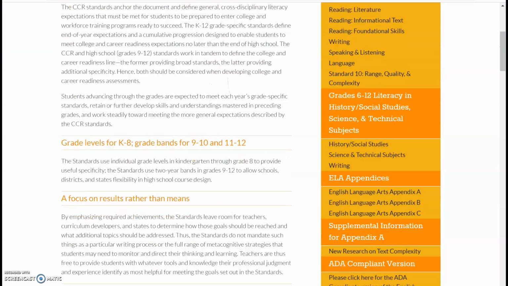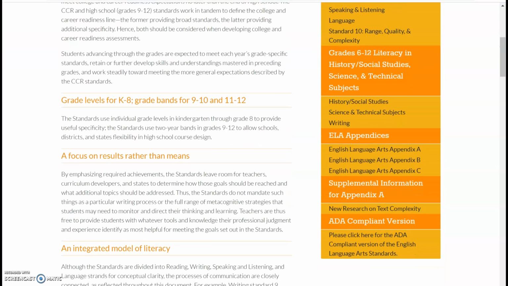And one thing that I didn't know about was for Common Core, every grade has a set of standards, but when you get to high school, there are grade band standards. So grades 9 and 10 have the same set of standards, and grades 11 and 12 have the same set of standards. The level of text that you're reading is supposed to be different, but the goals are the same, and that's something that I previously did not know.